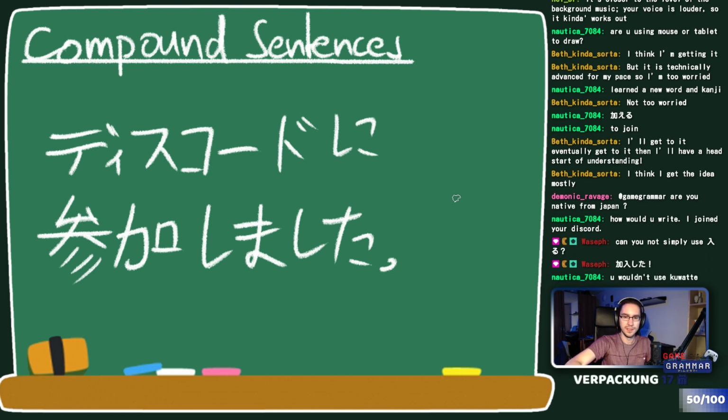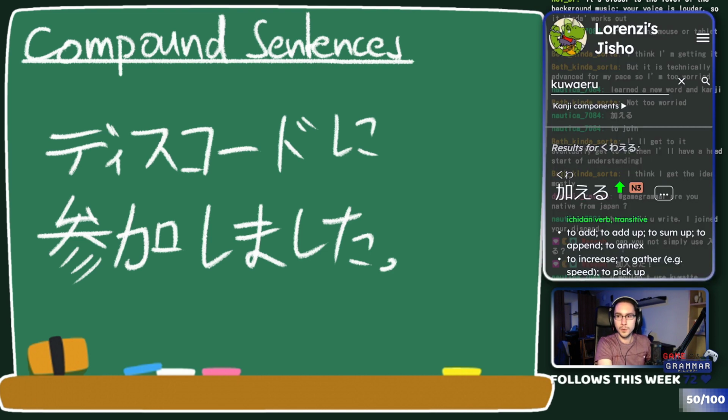I think it's both. 加入した. You wouldn't use 加えて. Well, 加わる. Let me see. 加わる or 加える. First of all, 加える is transitive, right? So you have to be careful. If you use 加える, it is transitive.